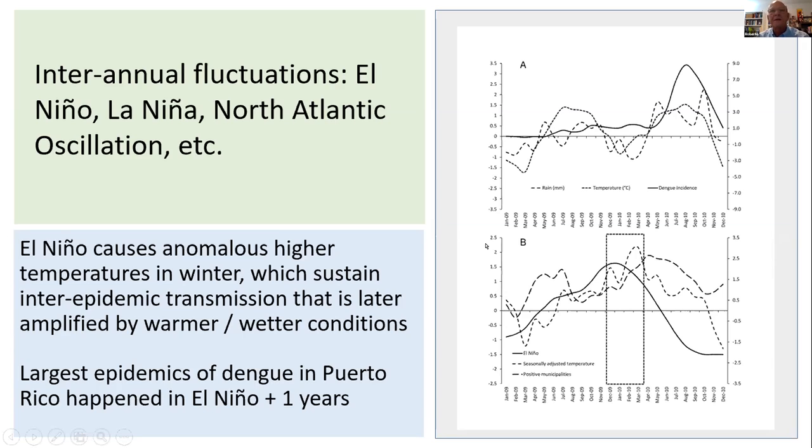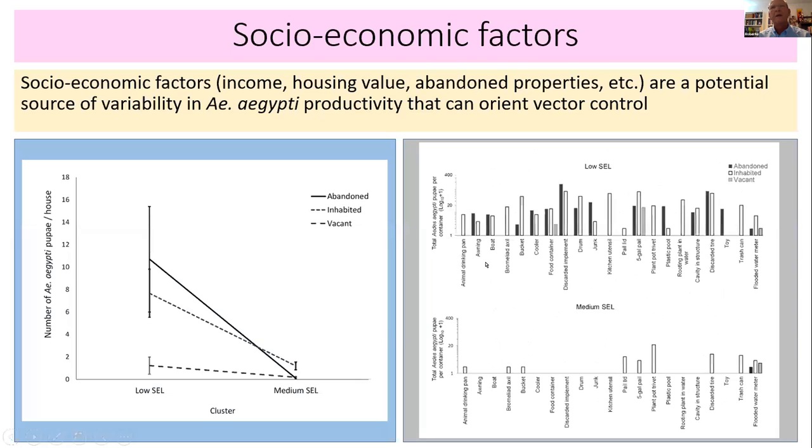In this case, the largest dengue epidemic in Puerto Rico ever was a combination of a very strong El Nino in 2009 and a very strong negative North Atlantic oscillation. And what this causes is an excess rainfall. So during the warmer and wetter parts of the year, you get this huge outbreak.